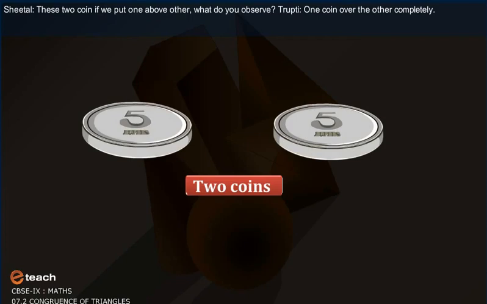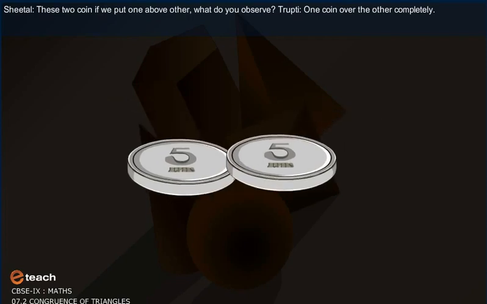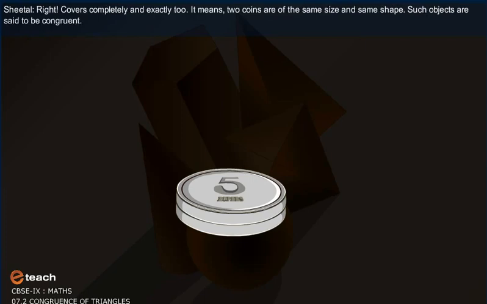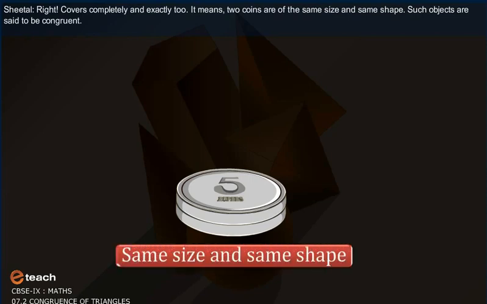Sheetal says, "These two coins, if we put one above the other, what do you observe?" Tripti says, "One coin covers the other completely." Sheetal says again, "Right. Covers completely and exactly too. It means the two coins are of the same size and same shape. Such objects are said to be congruent."